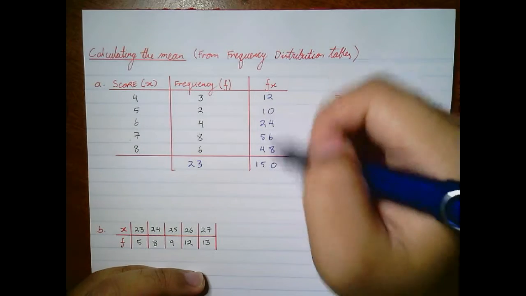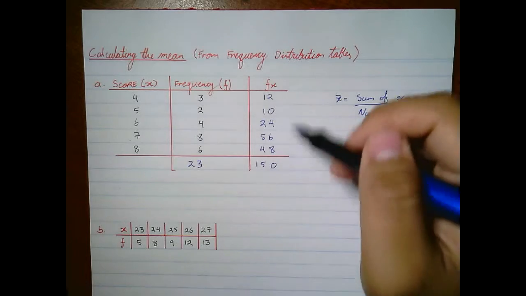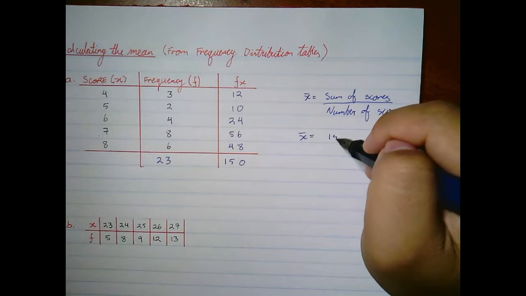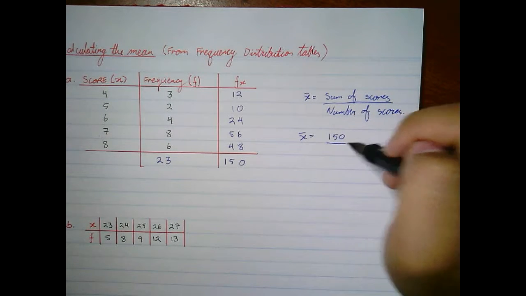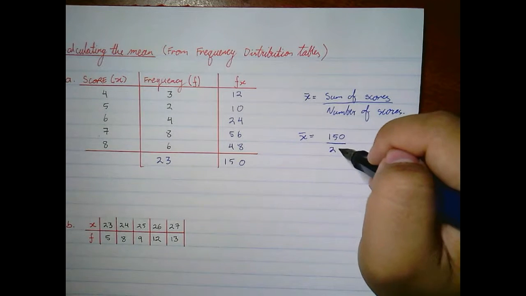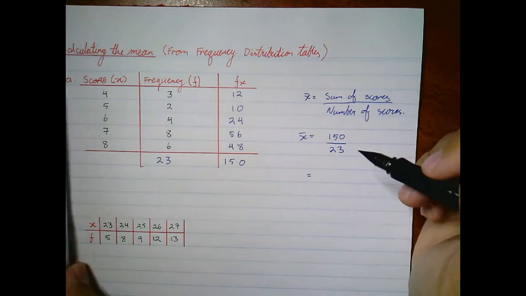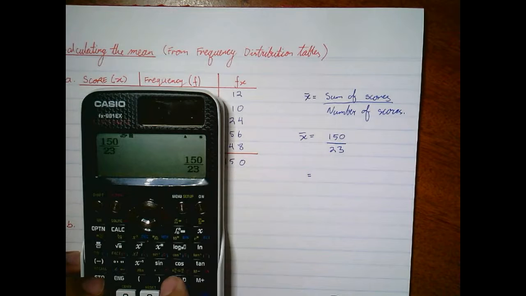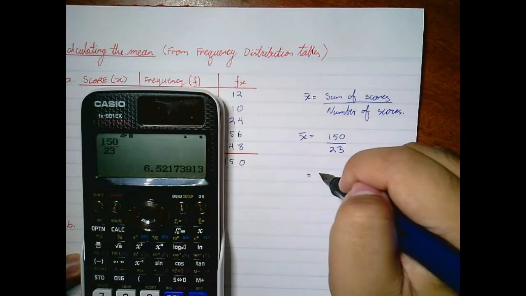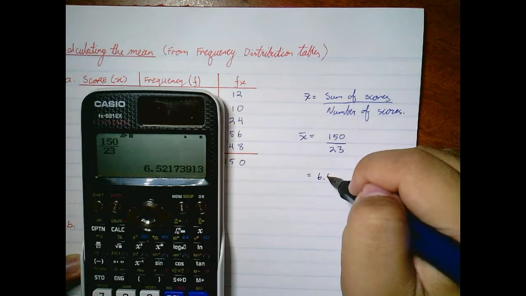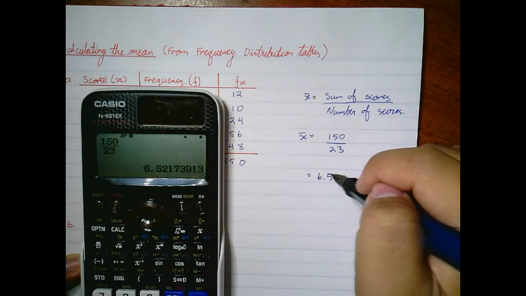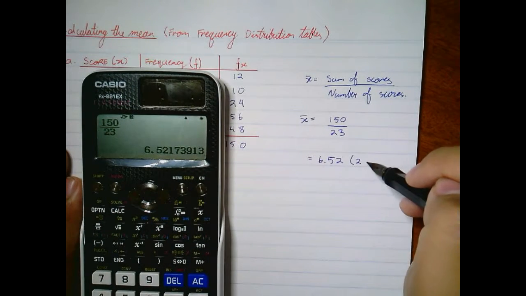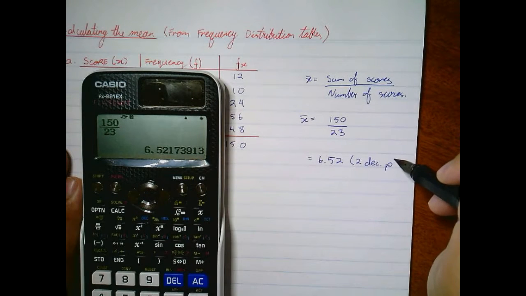In case you're doubting that, you can go ahead and grab your calculator and use that. So now we know that the mean here is going to be 150 over 23, which will give us, that I cannot do in my head, 150 over 23 is going to be 6.52. And I'm just rounding that off to 2 decimal places.